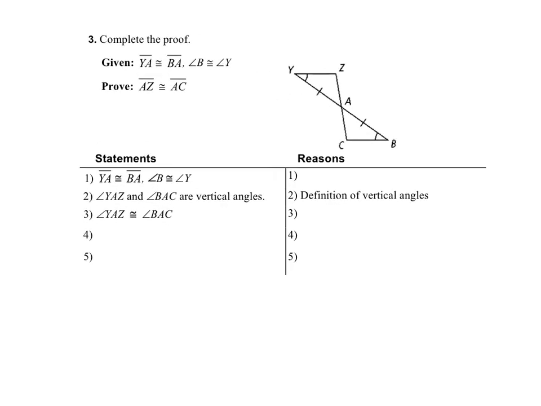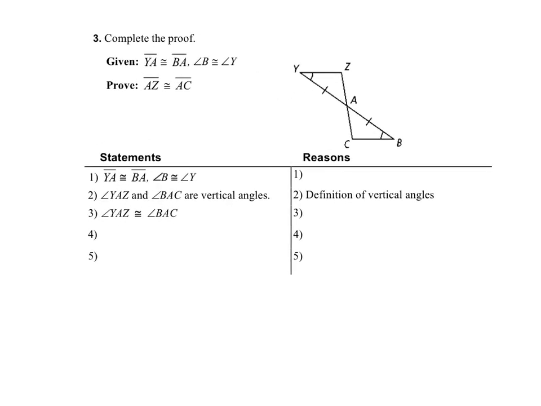Now I want to complete this proof. I want to prove that AC, I'm going to mark those in the same purple, is congruent to AC. So that's what I want to prove, so I cannot use that information in my proof. But it's telling me that JA is congruent to BA. So this is given. Angle B is congruent to A.